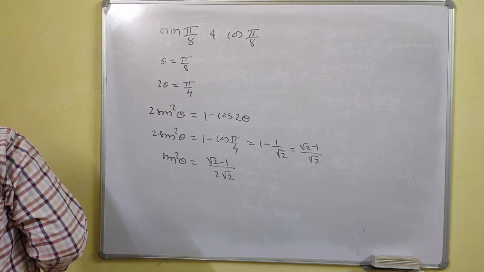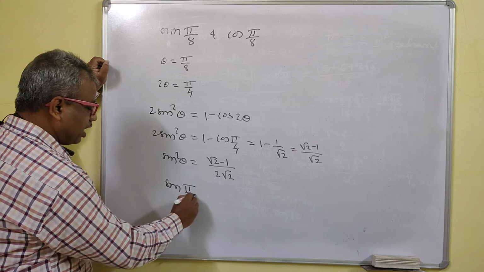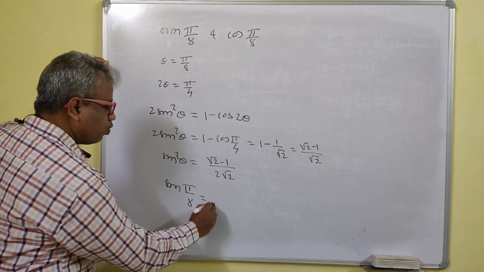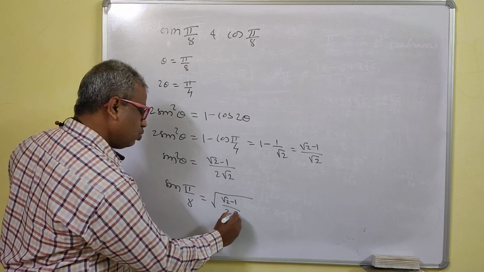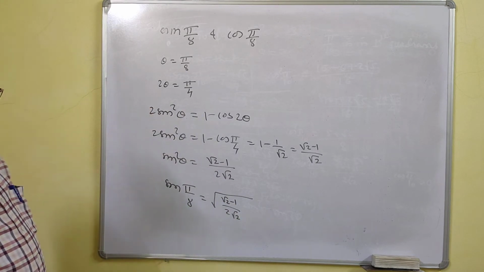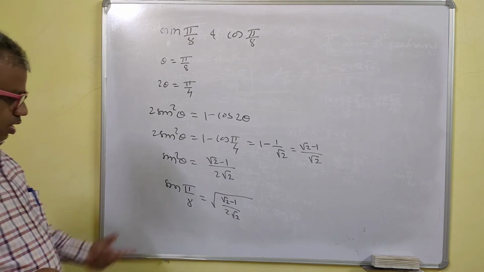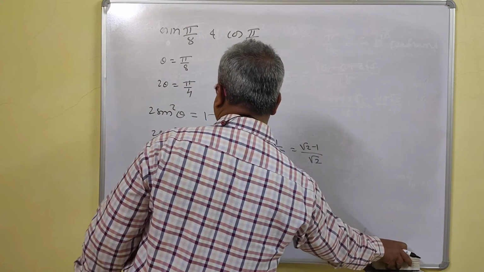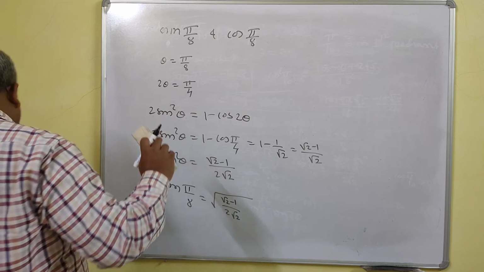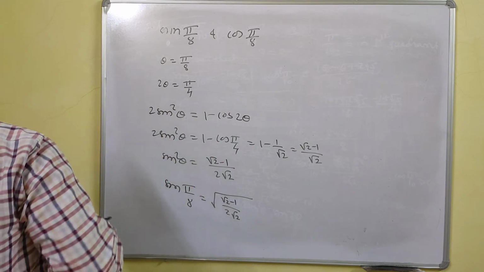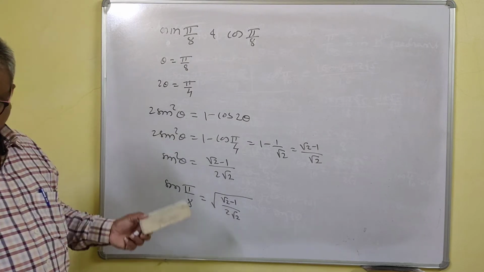So we have to take the root of that one. Therefore sin theta, that is sin pi by 8, take only the positive root. This is root of root 2 minus 1 upon 2 root 2. You may keep this as it is, because the value is not a standard one. But if you want to simplify this, you can simplify it.